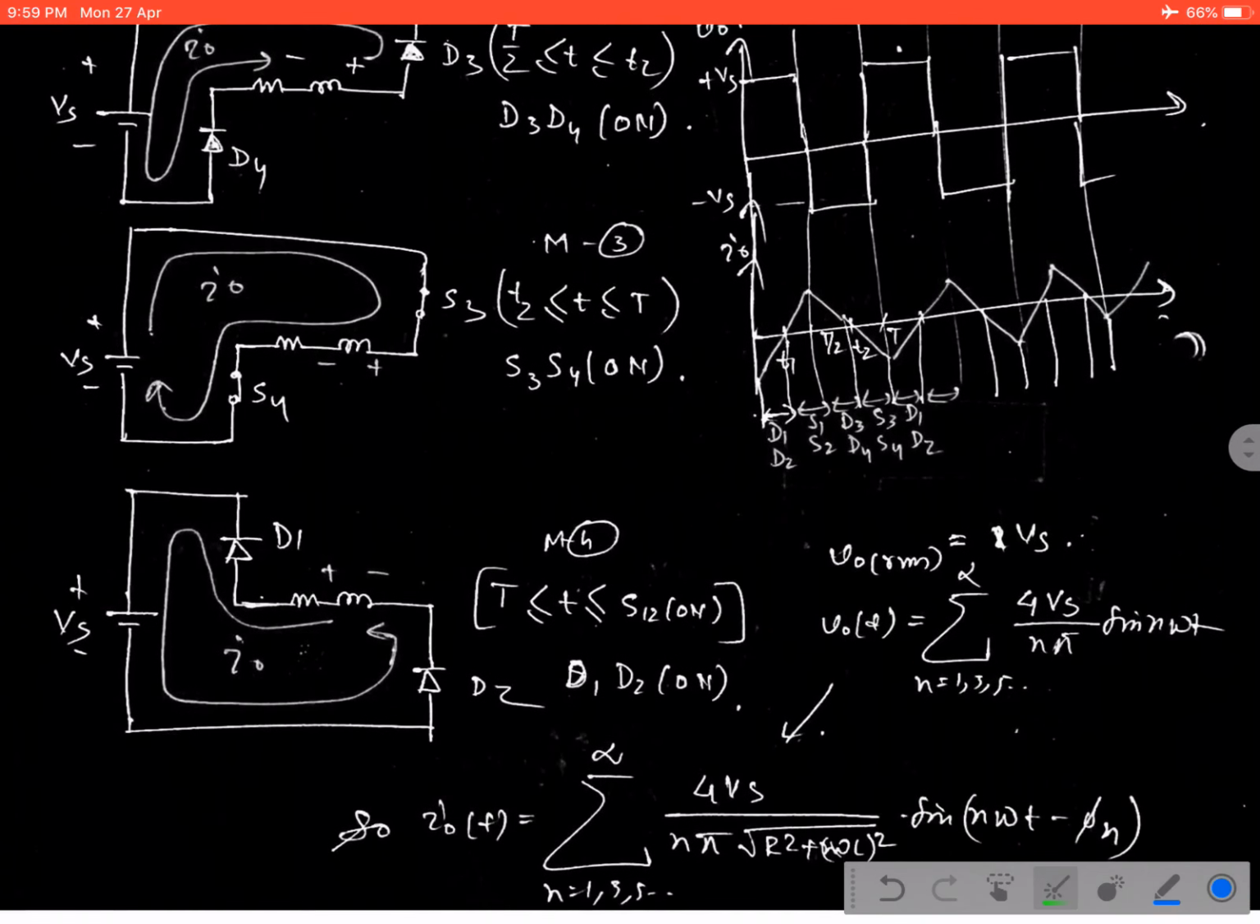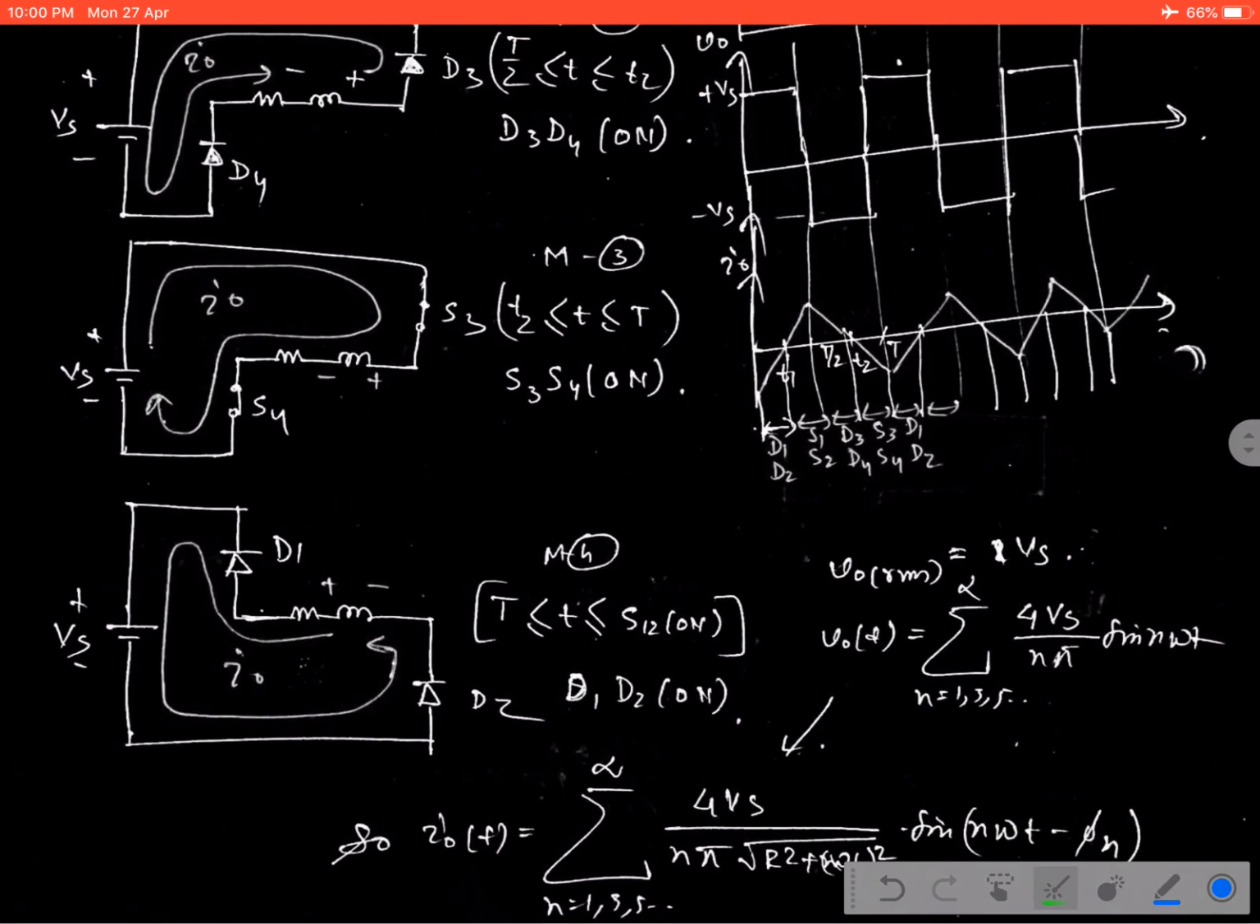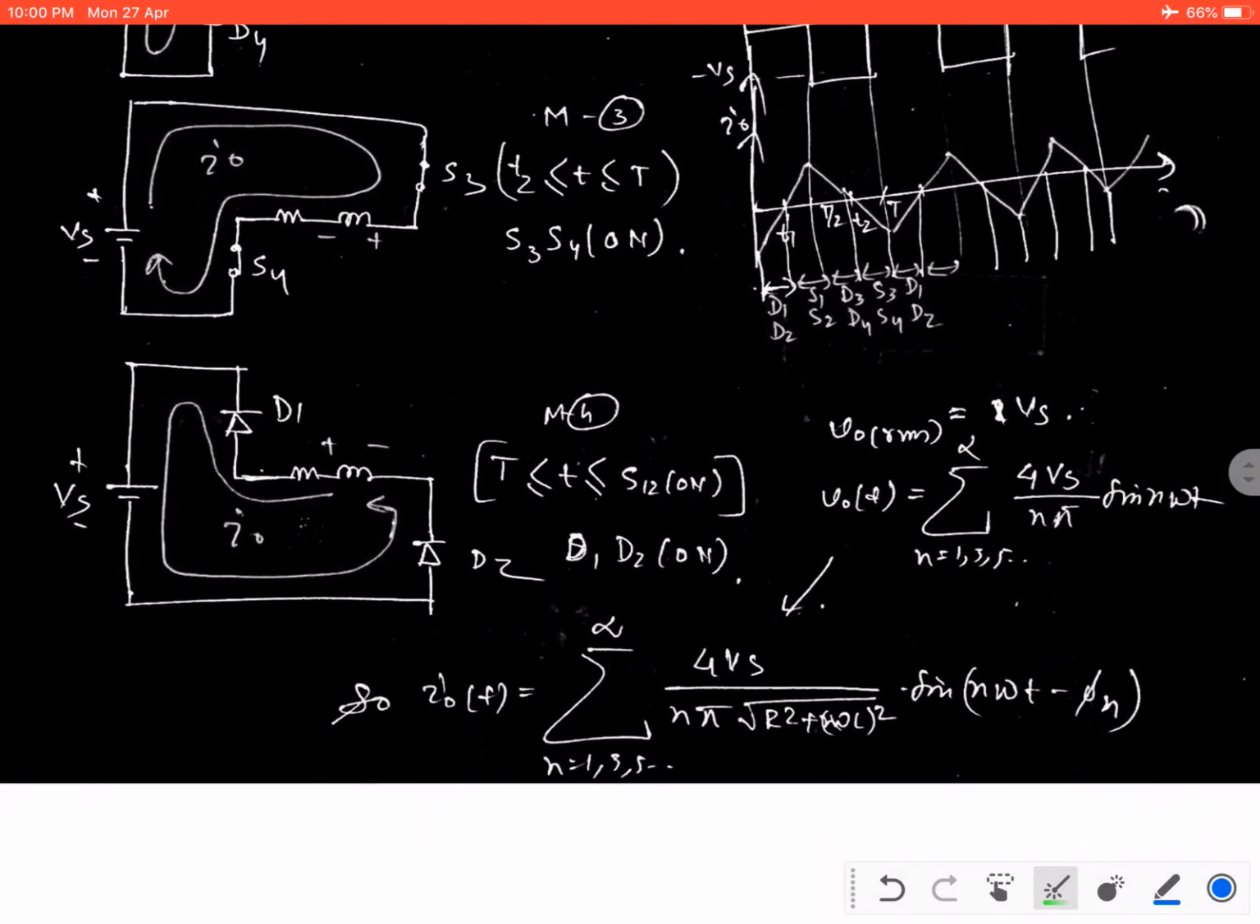Now, what will be the periodic expression and RMS value? We have just calculated this in the case of the R load. That is why the RMS value is always Vs, right? And the periodic function of the output voltage, defined in the previous class in the R load application, was 4 Vs by N pi. But here, as we are using an inductive load, the output current expression will change, as the load has changed. Previously it was a resistive load and right now it is an inductive load.